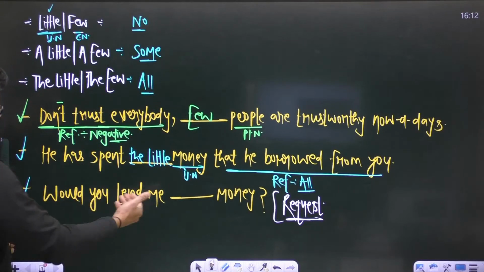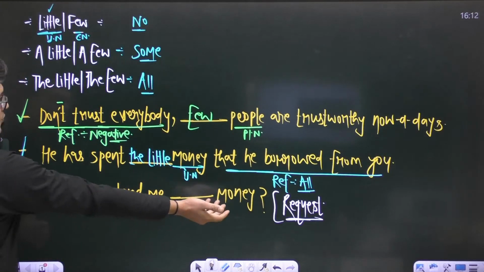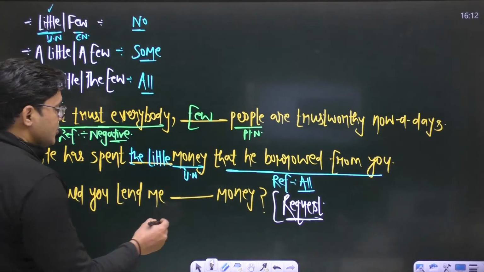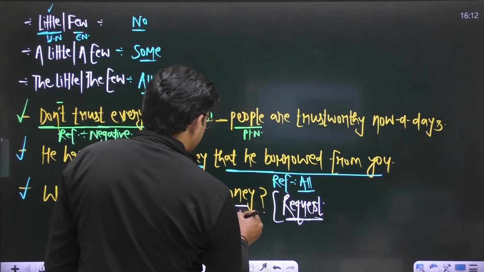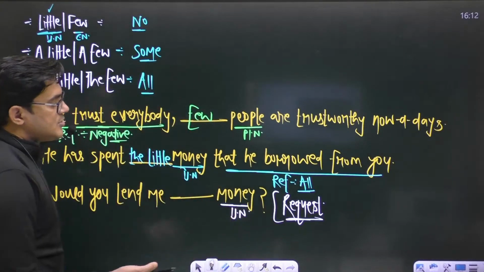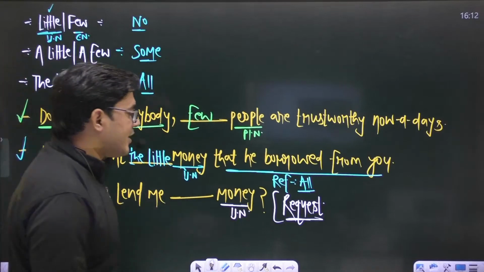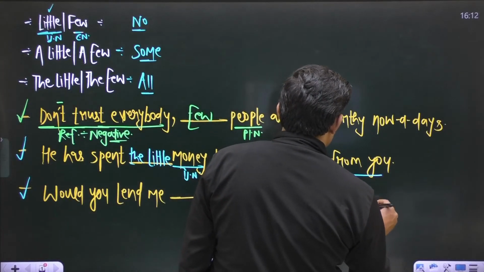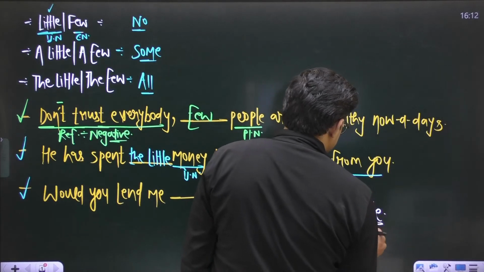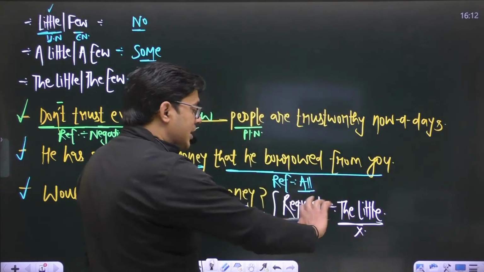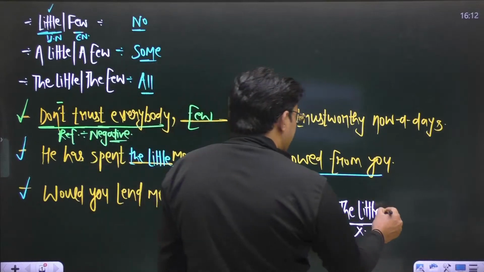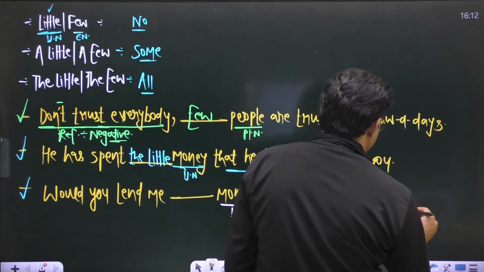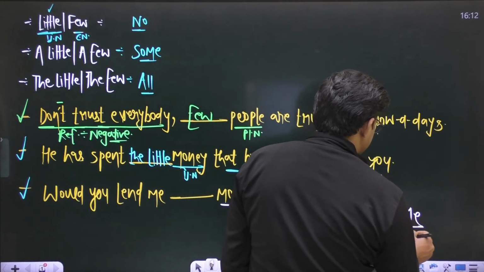The speaker is just making a request for some money. This word money is an uncountable noun. So whenever we show such a type of request, we can't use "little". We can't ask for "the little money" or "all the money", and "little" will also not be there. We can't use "little" also.